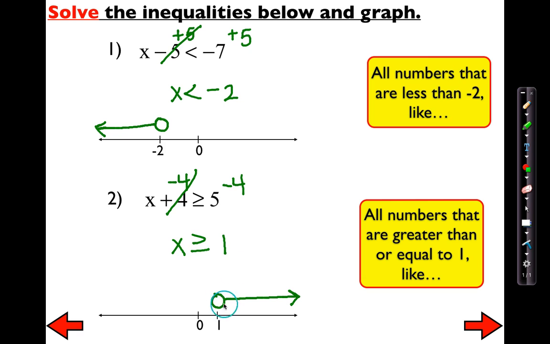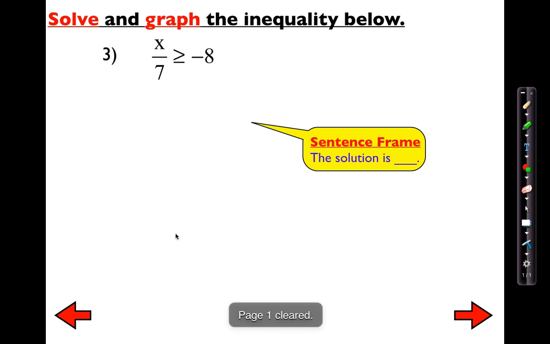But because it's equal to, I'm also going to fill it in. And there you have it. So again, you're going to have to understand that this represents any value greater than 1 will make a true statement. Again, that's going to include fractional values and decimal values. So 1.1 would work, 1.5 would work, etc.